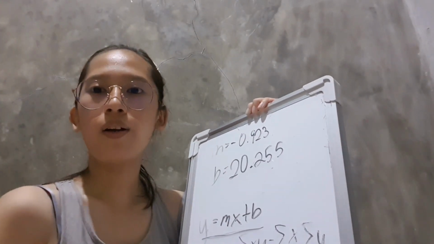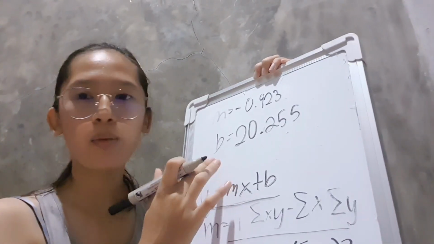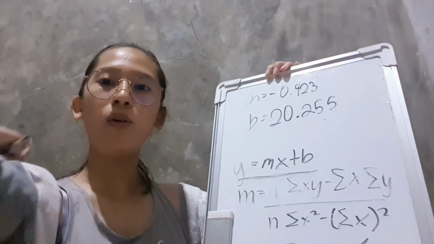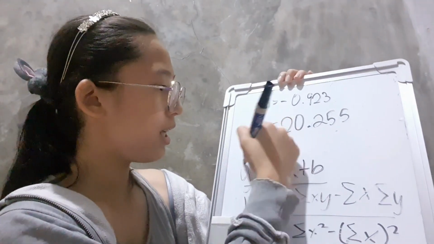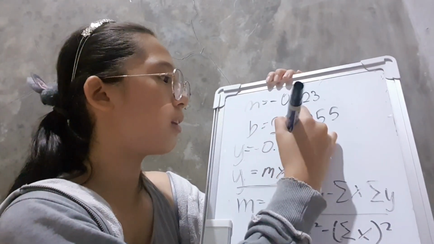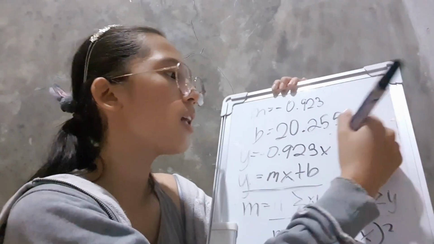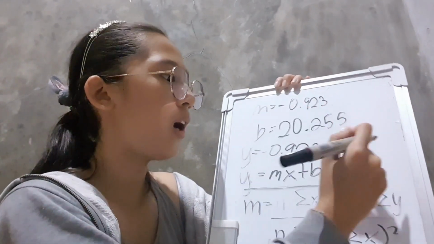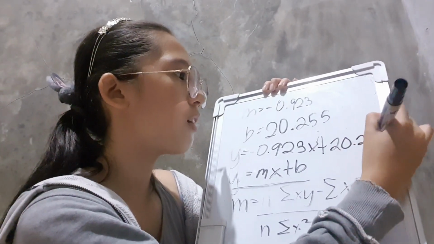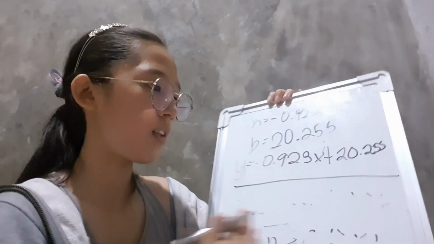So using these values, we can now find our line equation for our word problem, which is our goal. So y is equal to m, or slope, negative 0.923, times x, or driving experience, plus b, or our y-intercept, 20.255. So there you have it. That's our equation.